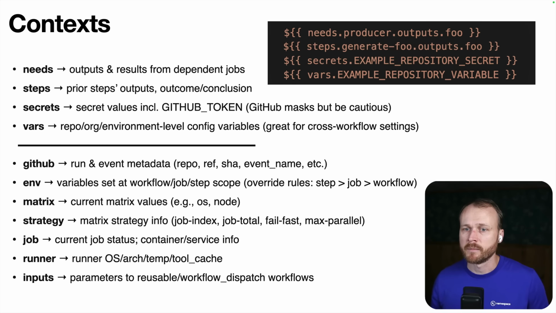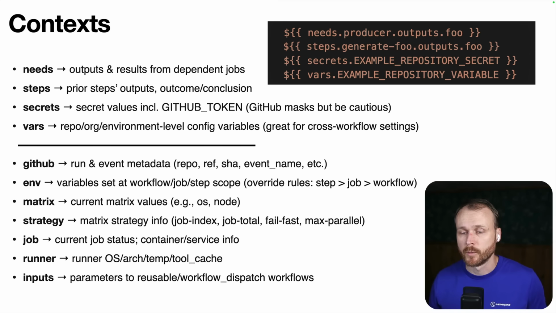I've listed here at the bottom a number of additional contexts, including the GitHub context. That'll have things about the run and the repo state. The environment context will have all the environment variables set within the workflow job or step level. The matrix context, which we'll use in the future to execute multiple copies of jobs.